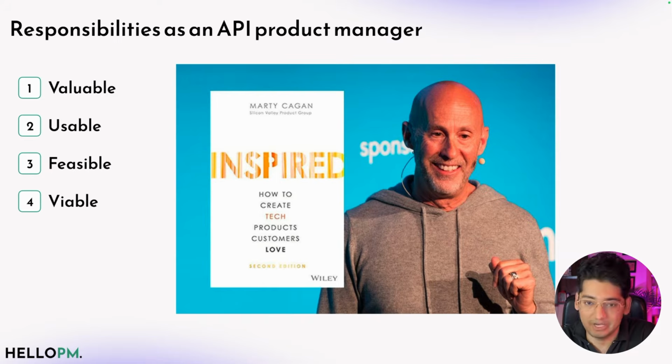The first thing is valuable. You have to make sure the product is valuable. Second, you have to make sure that the product is usable. Then you have to make sure that whatever product or experience you are creating is actually feasible. And fourth is viable. I'll go ahead and try to define all 4 of these for you, and it's a very good compass to understand what your job as a product manager is. So let's go ahead and talk about the same.